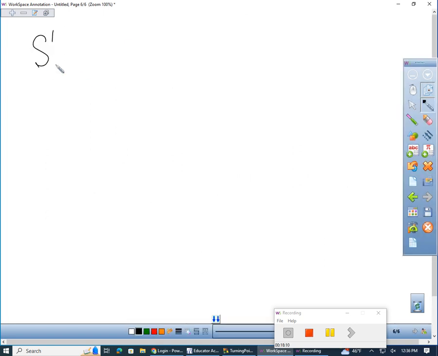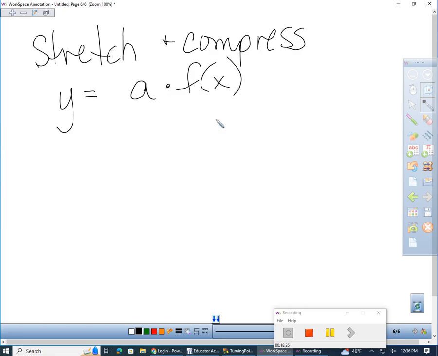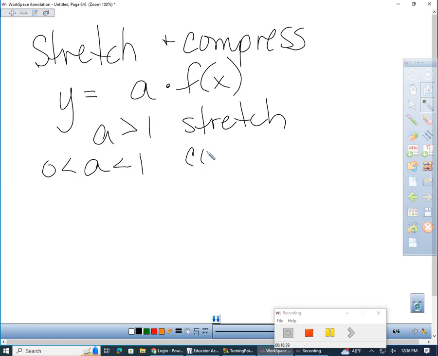We're going to talk about stretch and compress. So if I have y equals a times f of x, whatever that function is, if a is greater than 1, it's a stretch. If a is between 0 and 1, it's compressed.